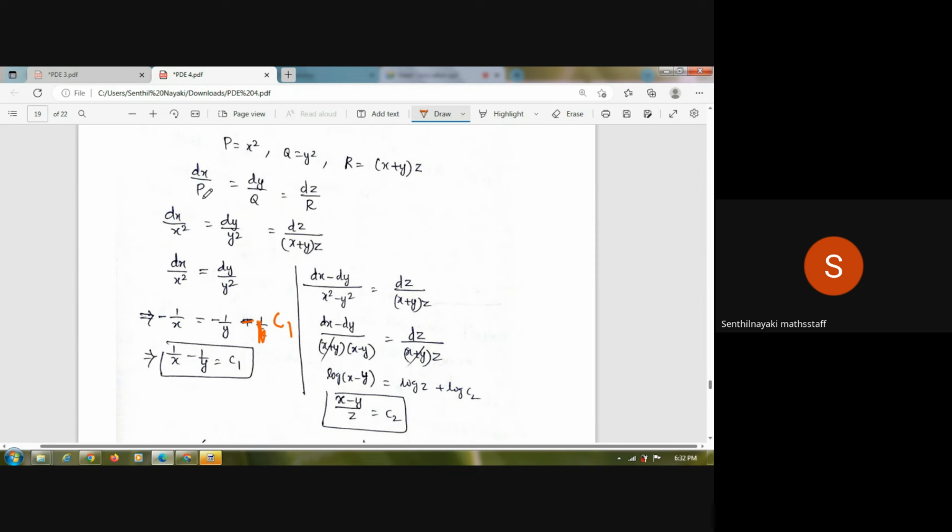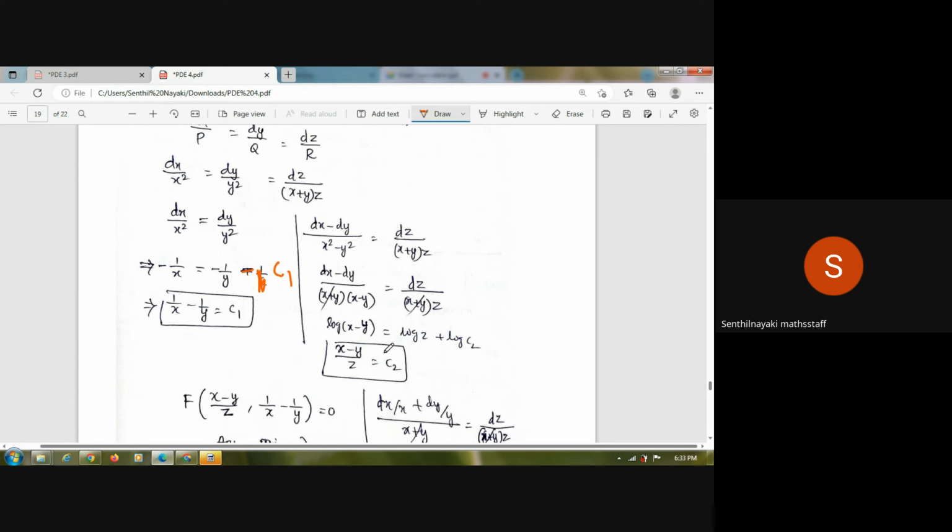Next, subtracting the first two ratios and equating it with the third one. So (dx minus dy) by (x square minus y square) equal to dz by (x plus y) into z. So x square minus y square can be written as (x plus y) into (x minus y). The x plus y gets cancelled, and the remaining term is d(x minus y) by (x minus y) equal to dz by z. After integrating we have log of (x minus y) equal to log z plus the integrating constant c2. So we have (x minus y) by z equal to c2 after taking the exponential.